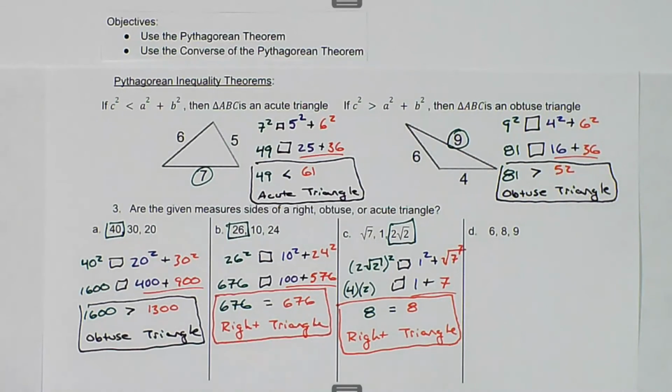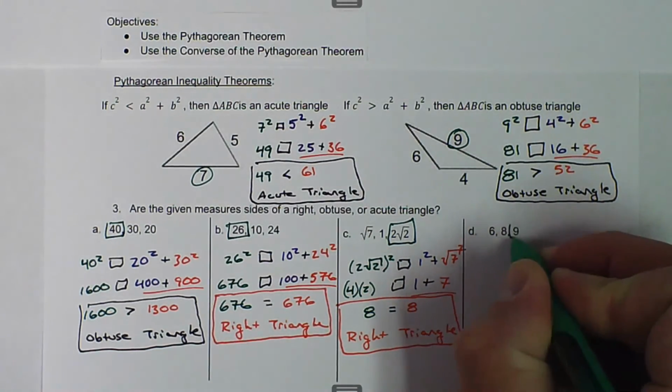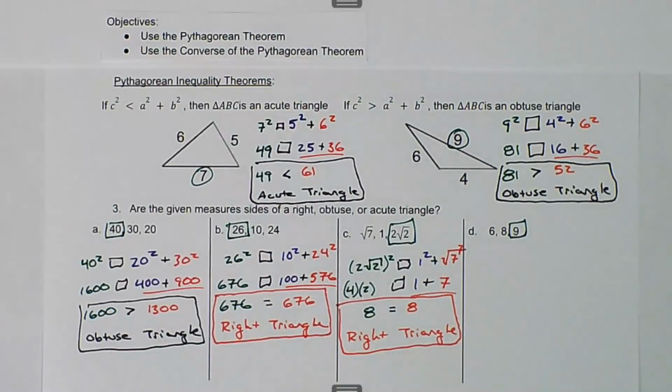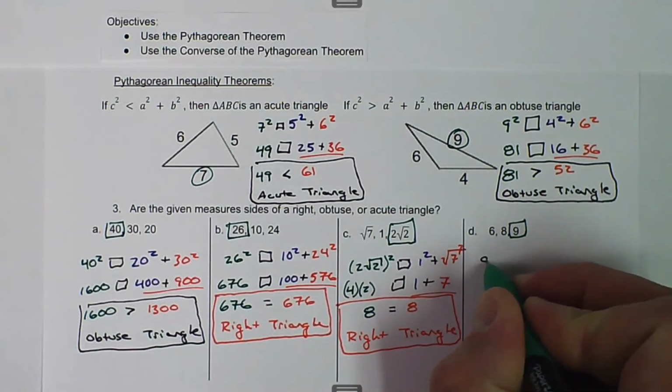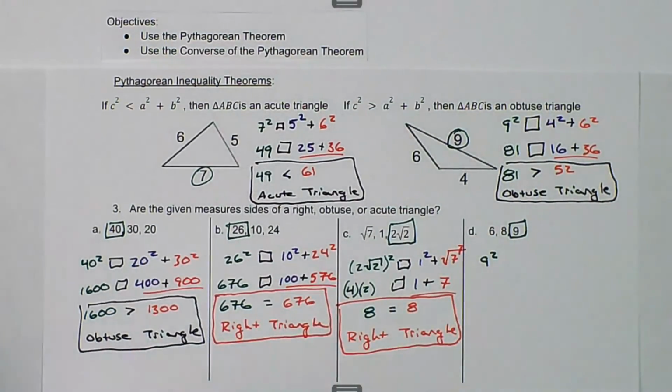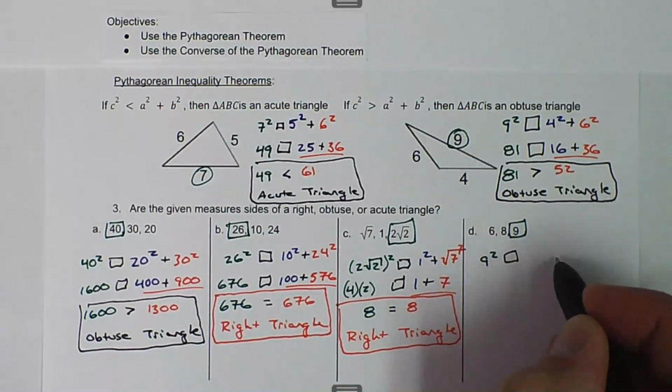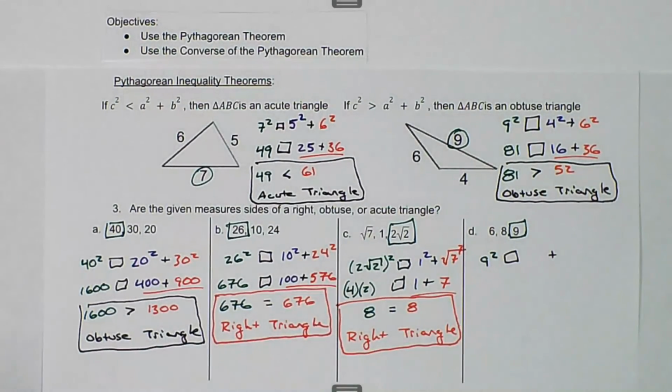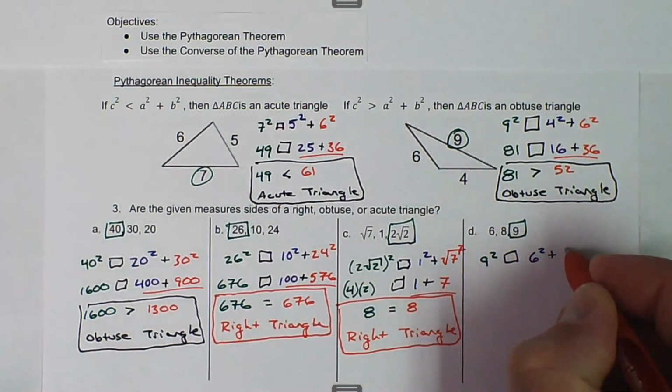One last one to check. This one's a little more straightforward as far as deciding which one's the hypotenuse. So 9 would have to be the hypotenuse because it's the longest. So 9 squared, and we want to check the relationship to the sum of the squares of the other two sides. So we have 6 squared and 8 squared.